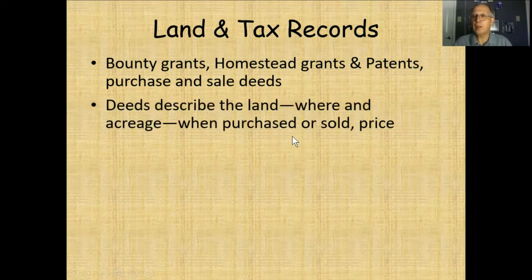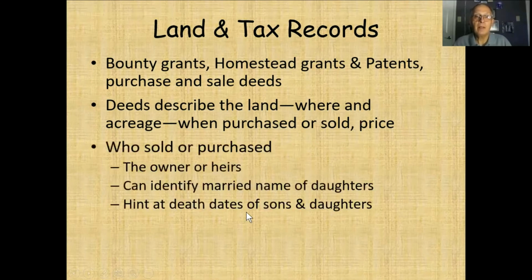Deeds describe the land, and that is the boundaries, and some of them are metes and bounds. It goes 500 yards to the oak tree and on and on. They'll also have when purchased or sold and the price, and who sold or purchased, the owner or heirs. And you can identify the married names of daughters and hint at death dates, actually, of the original owner and sons or daughters.